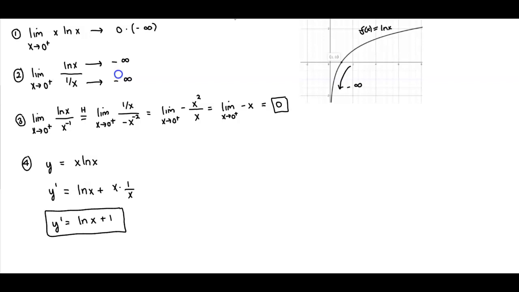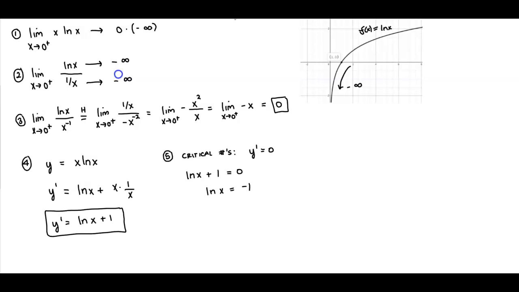Okay, now recall that we want to find the critical numbers. So in order to find the critical numbers, we need to set this first derivative equal to 0. So we have the natural log of x plus 1, and we're setting that equal to 0. We're going to subtract 1 from both sides, so we have the natural log of x equal to negative 1.